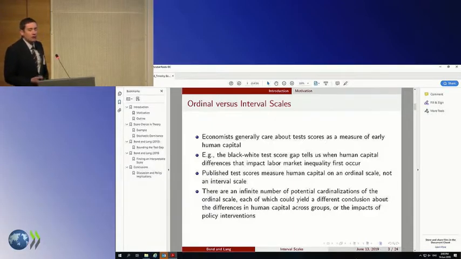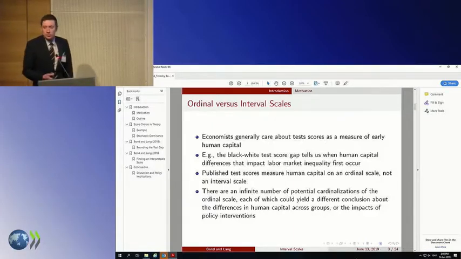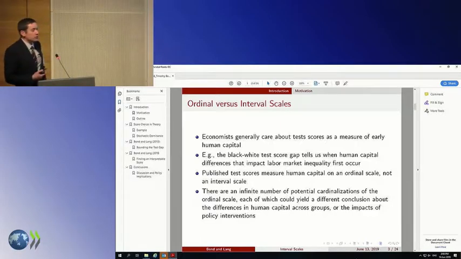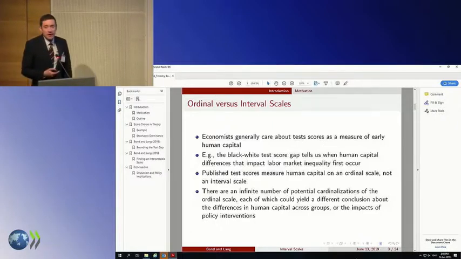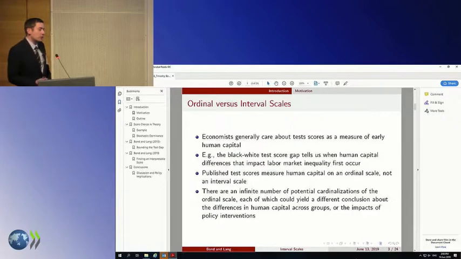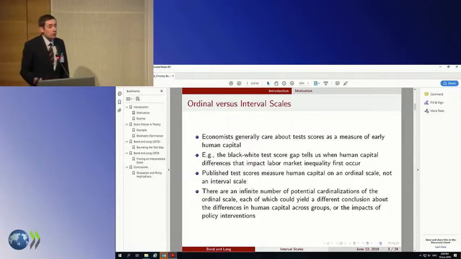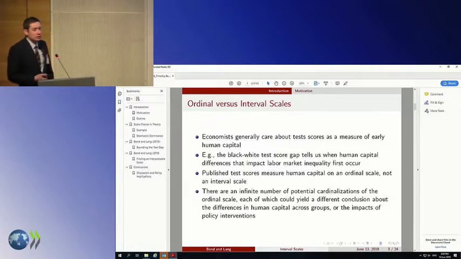So the issue that I'm going to be talking about a lot as an example here, that motivated some of our work on this topic, is the black-white test gap. Among adults, there's a large gap between blacks and whites in wages, and a large portion of that is due to measured skill differences. So we're interested in the black-white test gap because we want to know when these skill differences emerge, and therefore when we should target different policies that would try to alleviate these skill differences.